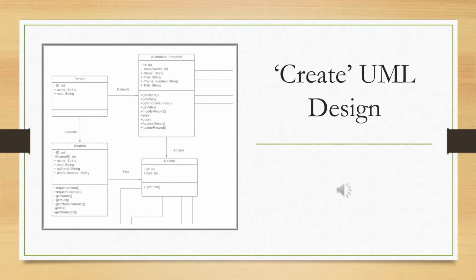For the create UML design, I wanted to just highlight that the user will be the one to enter in the record. And we also have a record for authorized personnel like an administrator. This diagram details the student record, the associated variables, and its relationship to the other areas.